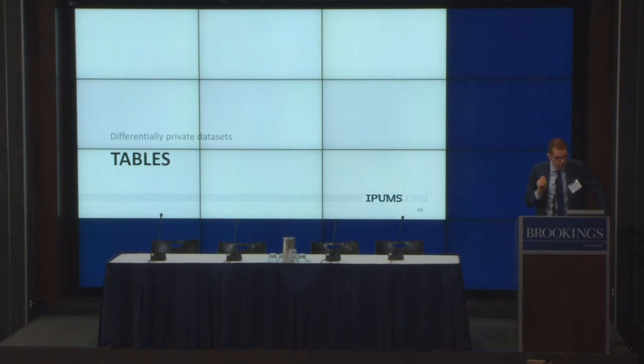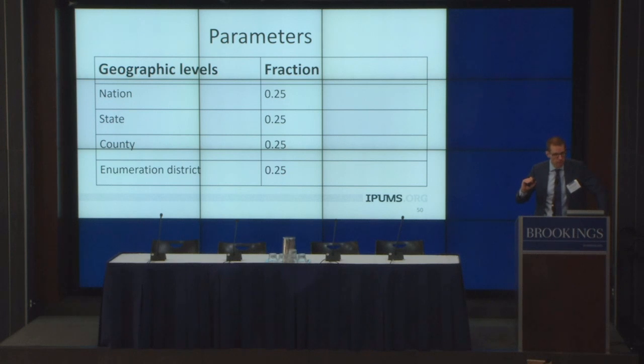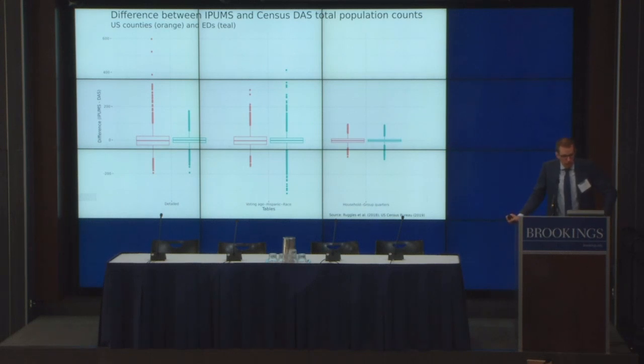The final thing we can do is assign the privacy loss budget to the tables in different ways. So privacy loss budget of 1, equal split of the fractions to geographic levels, but now I assign 0.9 of the privacy loss budget to each table. So voting age, household group quarters, or detailed. The household group quarters table works the best for total population. That's because it's a very small table. There's only 8 cells, so you just don't have the chance of drawing a large number from that random distribution.